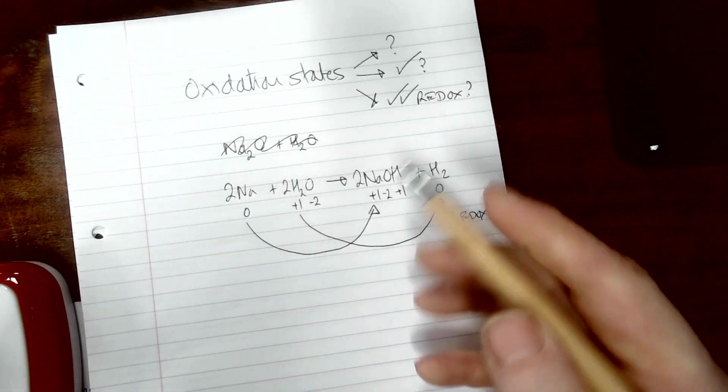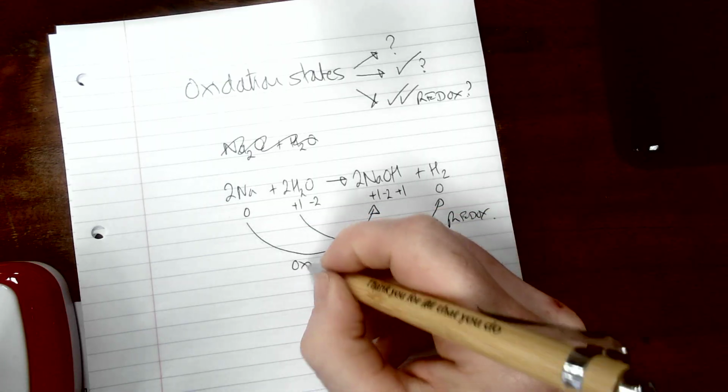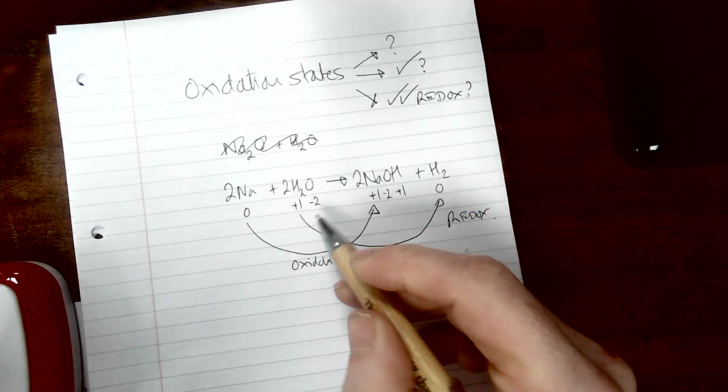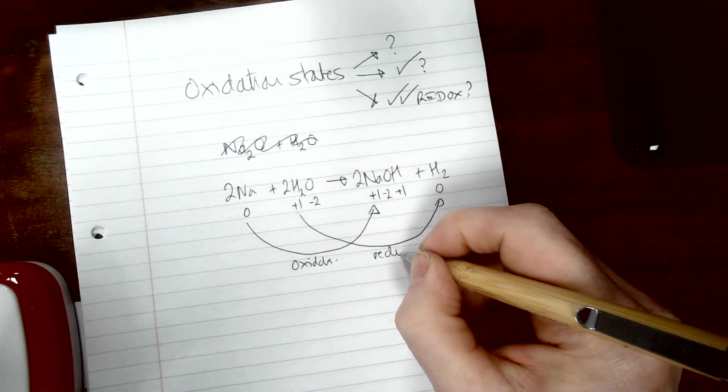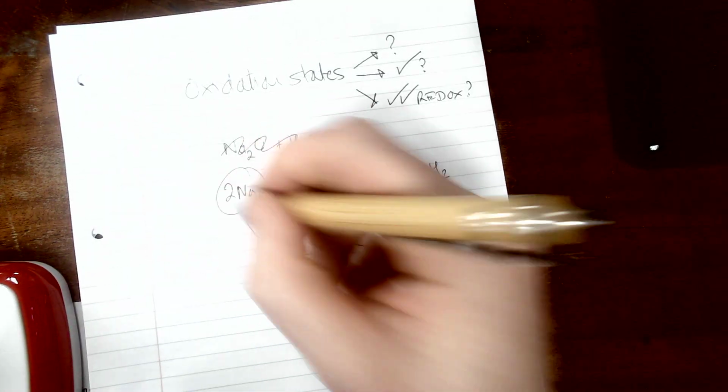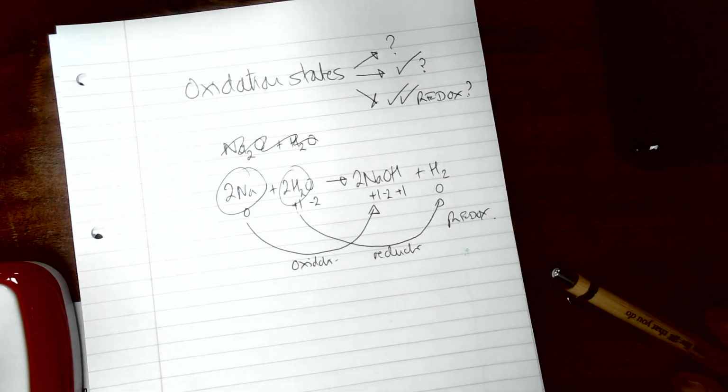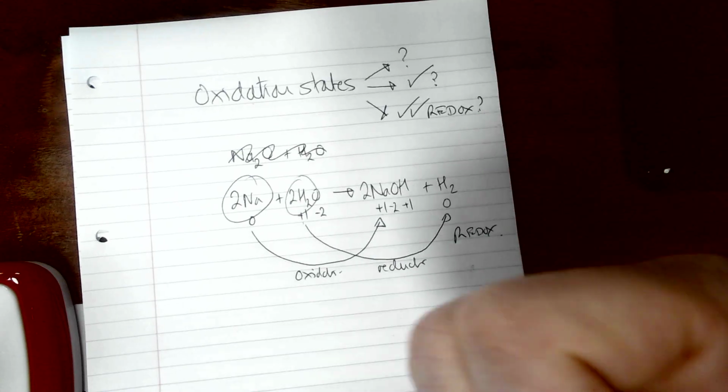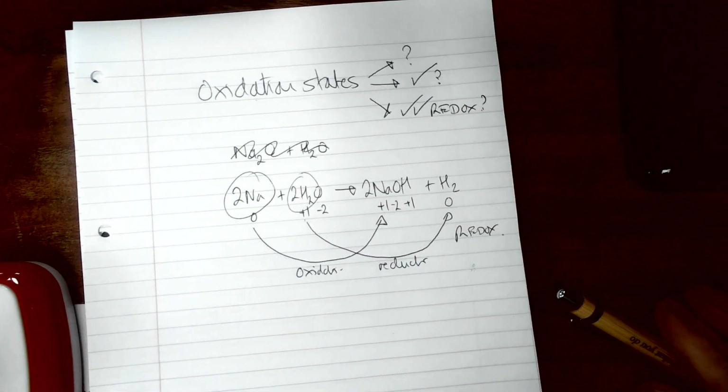Sodium has gone from 0 to plus 1. That's oxidation. Hydrogen has gone from plus 1 to 0. That is reduction. The sodium has been oxidized, the hydrogen has been reduced. Now, wouldn't you like to know how to do that? Well, that's what we're going to learn.